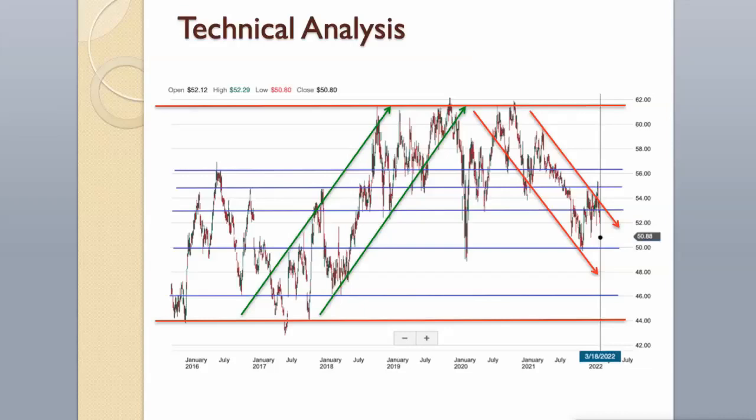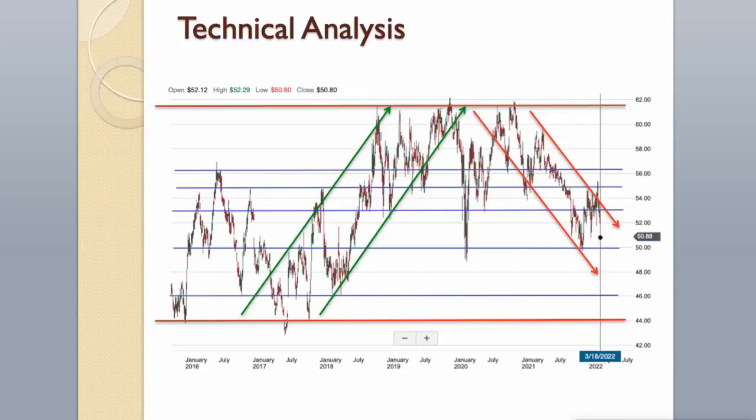Support levels are around $50 and $48. The next support levels are around $46 and $44. Resistance levels are around $53 and $55. The next resistance levels are around $56 and $58.